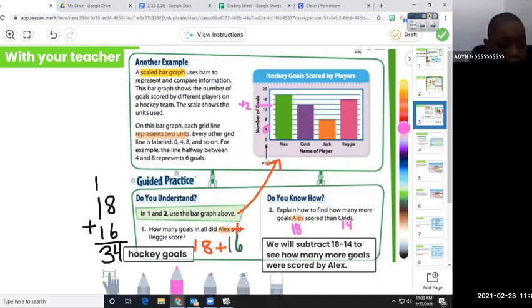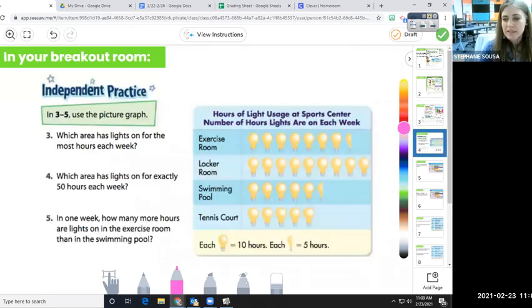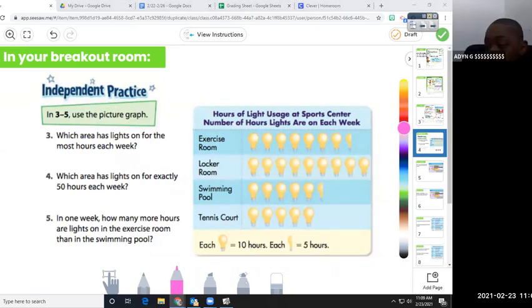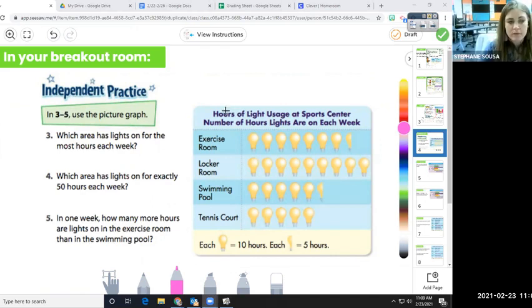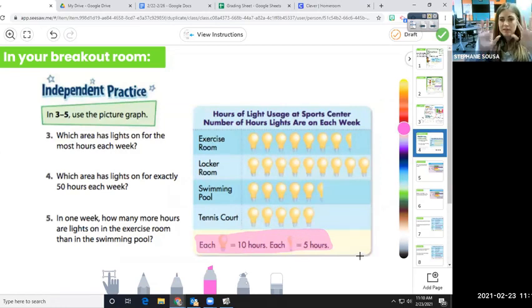All righty, awesome. Let's take a look at slide 4. We're back to pictographs. So we have switched from bar graphs to pictographs. In 3 through 5, use the picture graph. Here's our picture graph. Which area has lights on for the most hours each week? Now, I've shared with you several times, I want to make sure you remember, before you start working with the picture graph, look at the scale. This tells us down here that each full light bulb equals 10 hours.